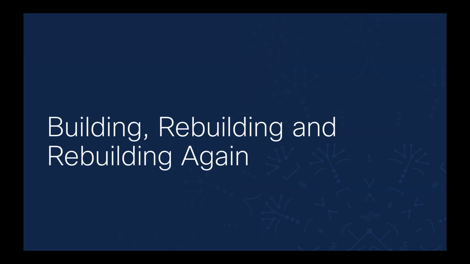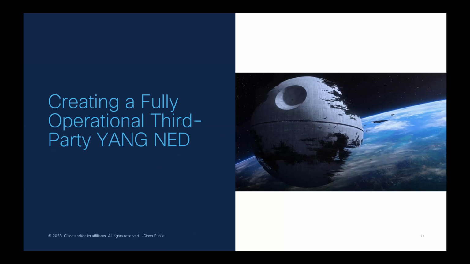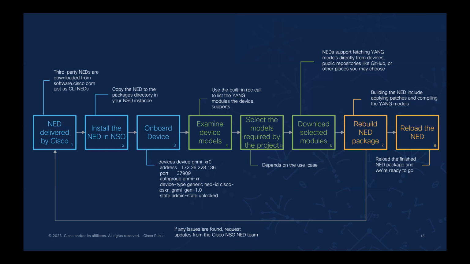That's what we do. Now let's look at what users must do to get a fully operational YANG NED. Here's the typical workflow. Steps 1 to 3 are the same as for traditional NEDs. We download the NED from software.cisco.com, we install it in NSO, and we onboard a device.